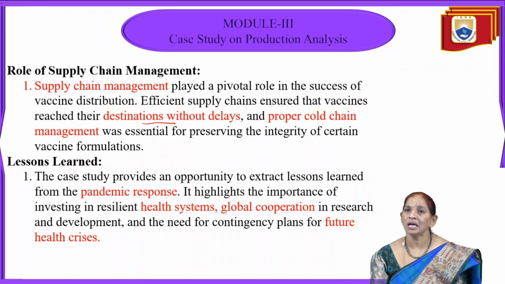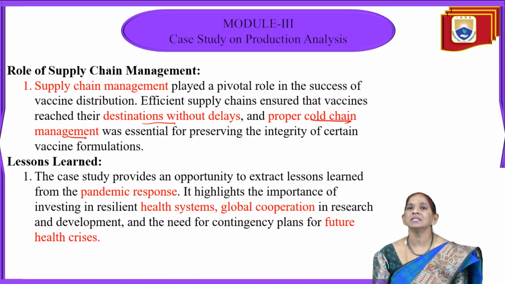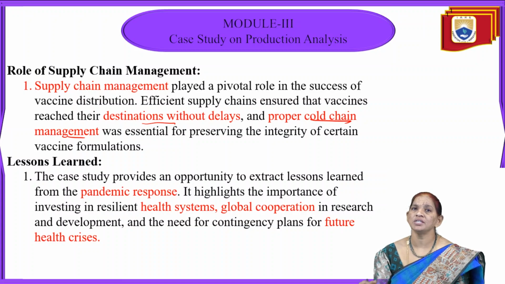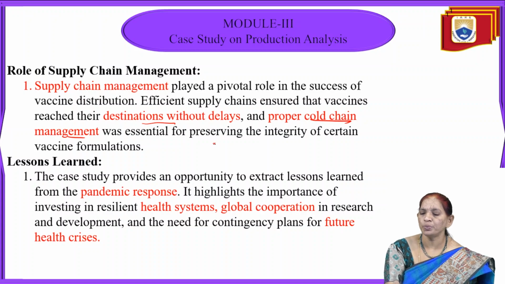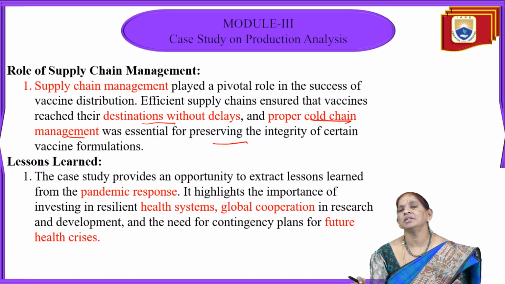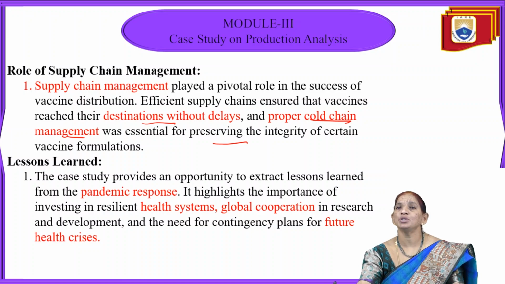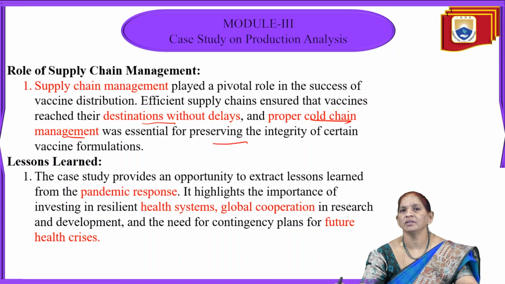Along with this, proper cold chain management is required, as vaccines have to be stored in cold storage facilities. When the distribution reaches the destinations, this facility is also effectively managed, which is very essential to preserving the integrity of certain vaccine formulations. Internationally, the supply of these vaccines always requires cold preservation, so cold storage systems have also been provided.